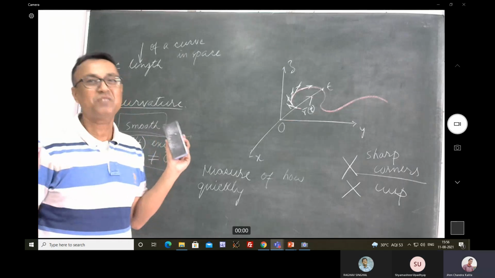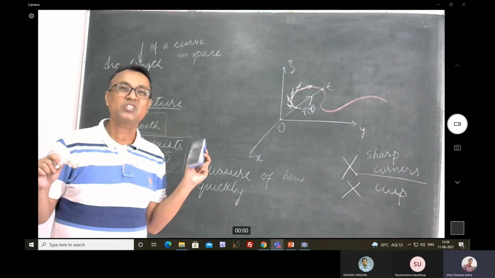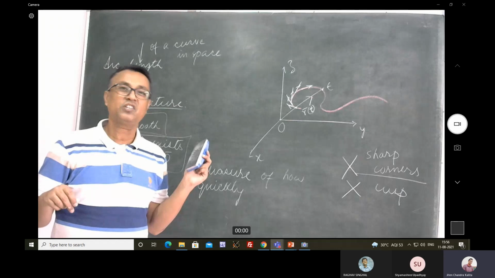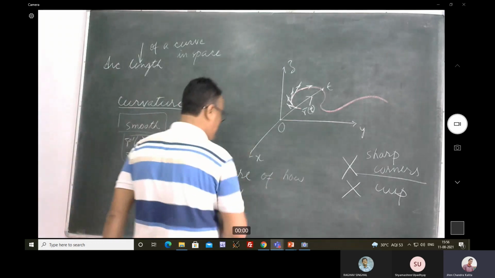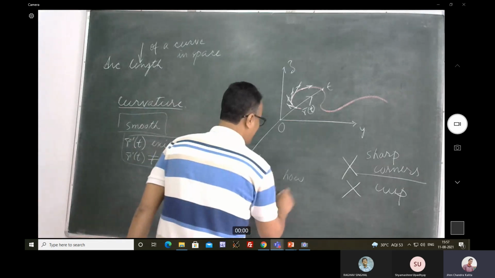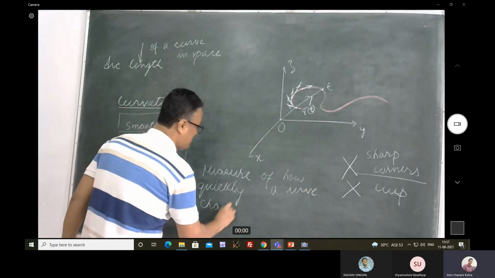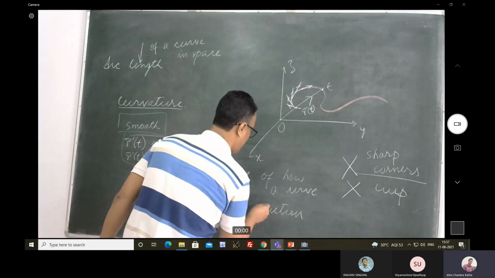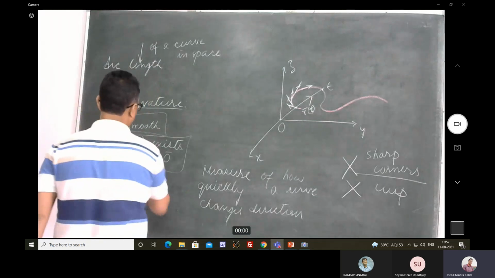Suppose a non-mathematician is driving a car on a road, and all of a sudden he or she has to take a turn. Then he or she is going to say, oh my God, there's a sharp curvature here. So basically it is the measure of how quickly a curve changes direction. Fine. So now let me come back to this again.